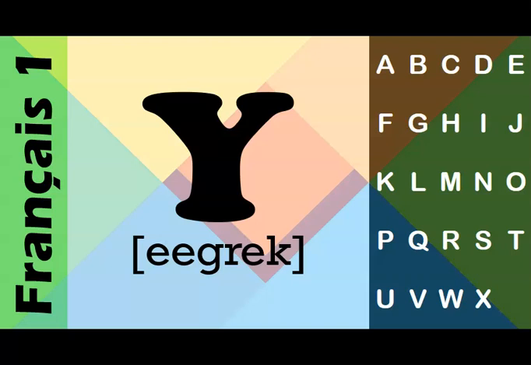That means the order is A, B, C, D, E, F, G, H, I, J, K, L, M, N, O, P, Q, R, S, T, U, V, W, X, Y. Say it with me. 1, 2, 3. A, B, C, D, E, F, G, H, I, J, K, L, M, N, O, P, Q, R, S, T, U, V, W, X, Y.